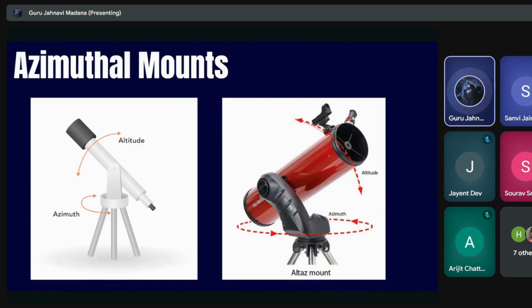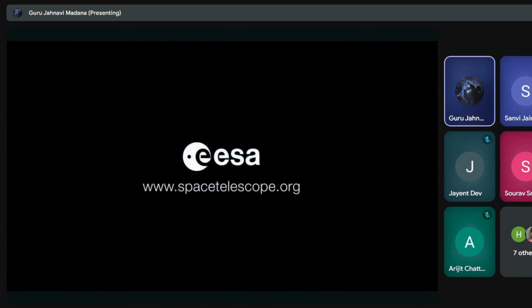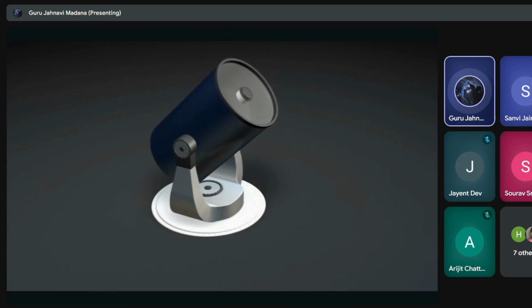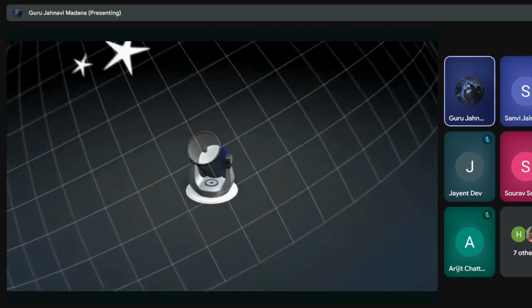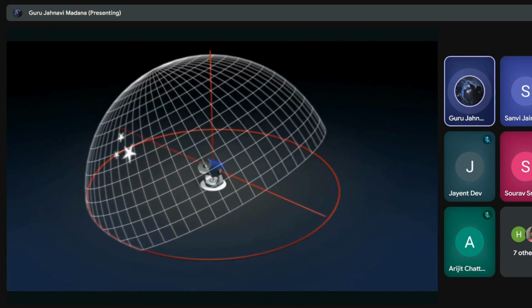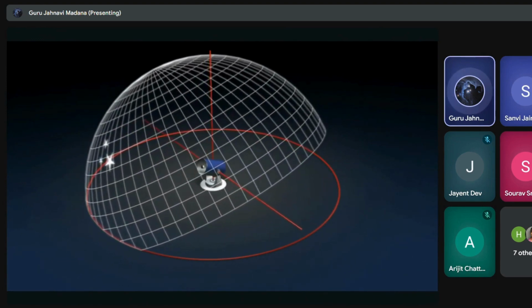First up is the azimuthal mount, also called alt-az. These move in 2 basic directions: azimuth, the left-right direction; and altitude, the up-down direction. It's like a camera tripod. You can swing it around and tilt it up. It's simple, it's intuitive, and it's perfect for beginners. You can look at this 3D animation, which shows how an alt-azimuth mount works. In order for the telescope to track the movement of a star in the sky, it has to be rotated on the 2 axes represented with the red lines here.